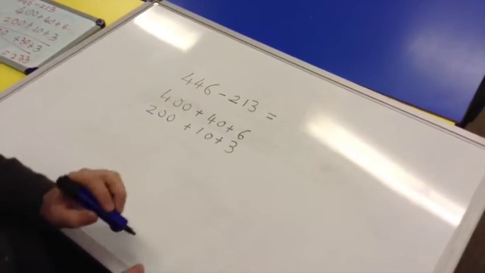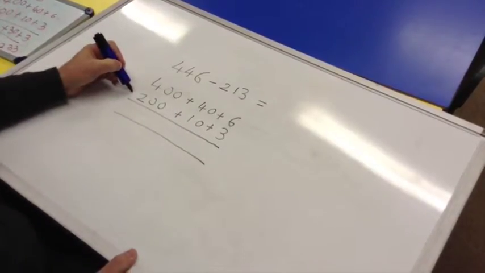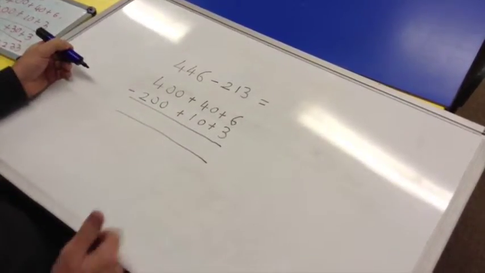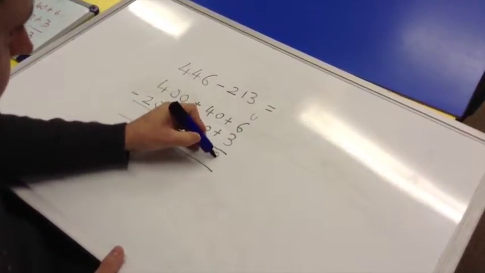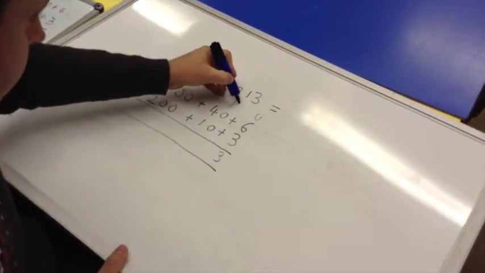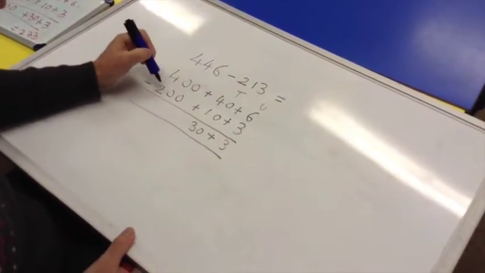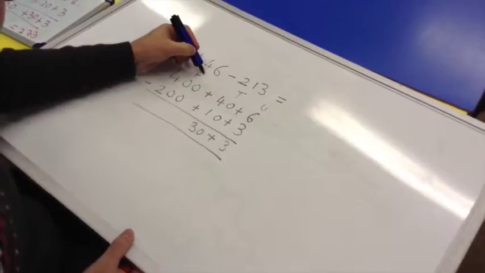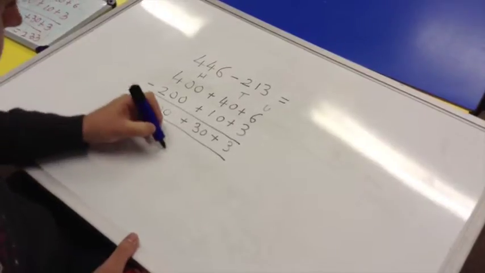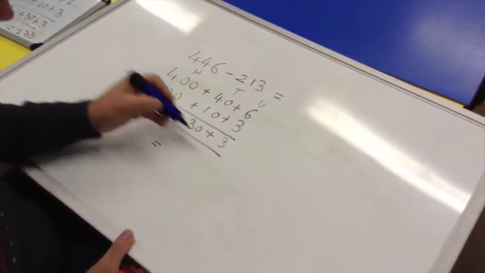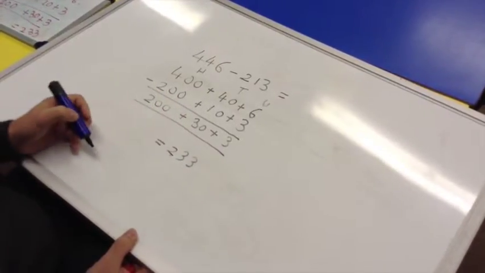So column subtraction is a column method. We put our equals at the bottom. We must remember to add in the subtraction sign, and then we start from the right hand side on our units. 3 from 6 is 3. Then move up to the tens. 10 from 40 is 30. 200 from 400, our hundreds, is 200. And then we simply recombine them, add them all together. 200 add 30 add 3. So start from the units, 3, 3, 2, which is our answer.